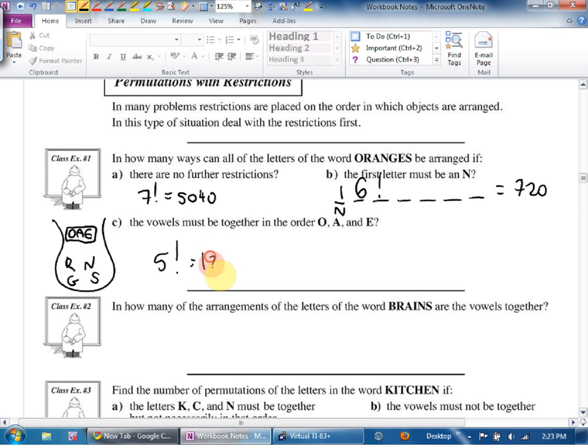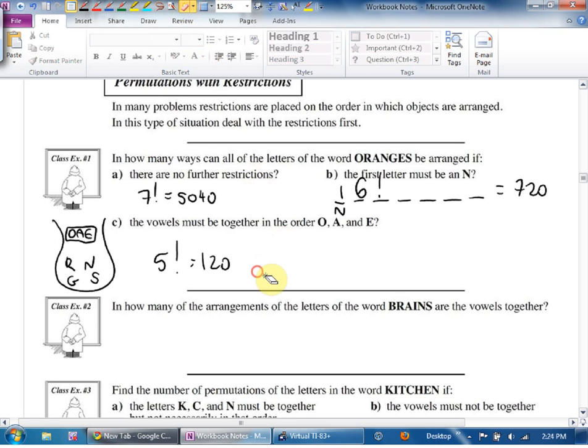The answer to this is going to be 5 factorial. Jasmine, what if they said they have to be together, but they don't care about the order? So you can have O, A, E, A, O, E. Oh, you know what? How many letters are there on this tile? If they didn't care about the order, there's that many ways to mix up the tile. But they didn't ask that.